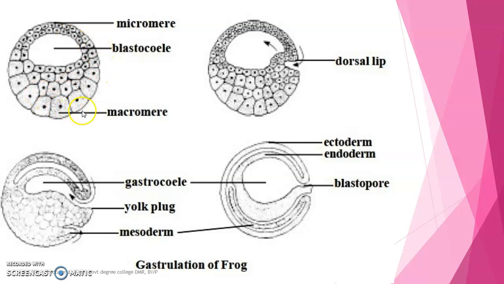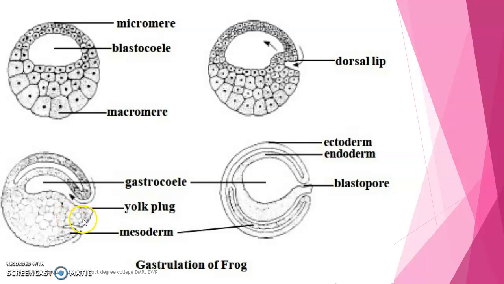And this is the blastula stage. These are the macromeres in the vegetal pole. These are the micromeres in the animal pole. This is the blastocoel, and here is the movement of the cells through the blastopore. This is the dorsal lip of the blastopore. The cells move inward and their movement is called epiboly.